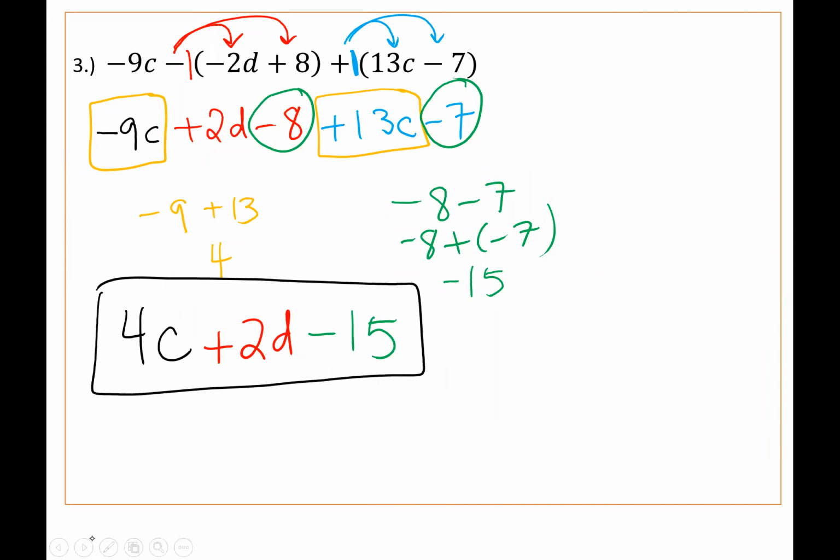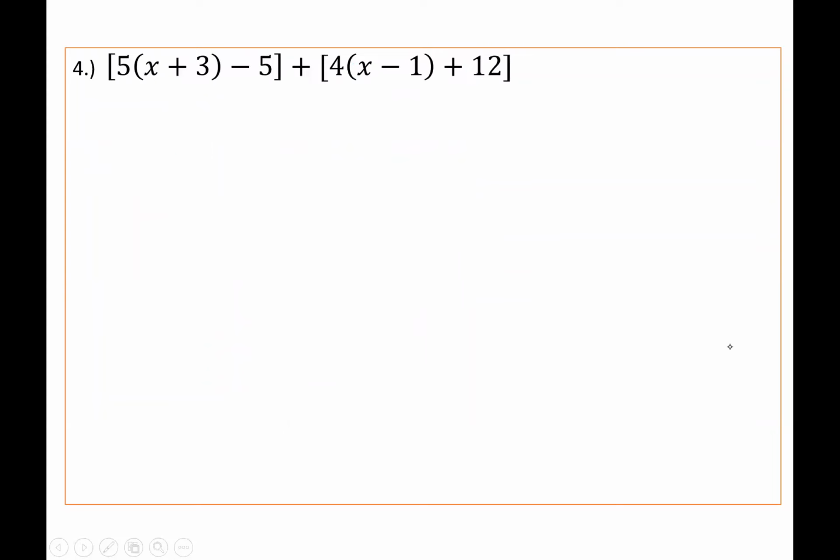All right. One more problem to do. Here's another one that has multiple sets of parentheses and square brackets. So this is another work from the inside out type of problem. Here we go. So it's square brackets, 5, parentheses, x plus 3, close parentheses, minus 5. Close the square brackets. That right there is kind of its own problem. So we're going to work on that. Then plus square bracket, 4 parentheses, x minus 1, close parentheses, plus 12, close the square bracket.